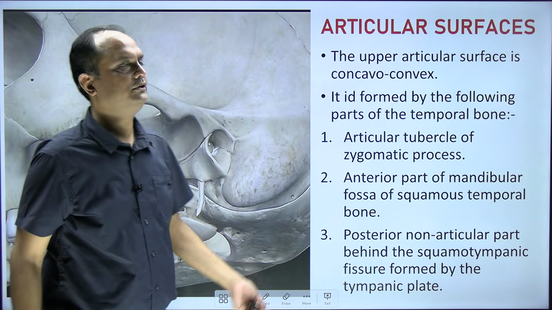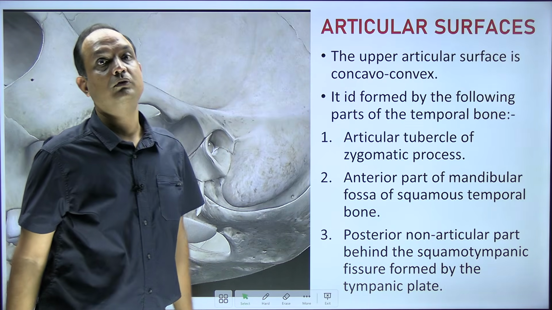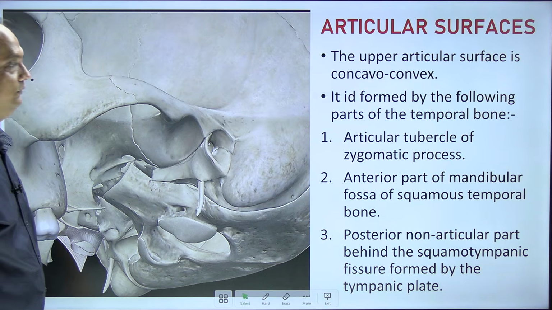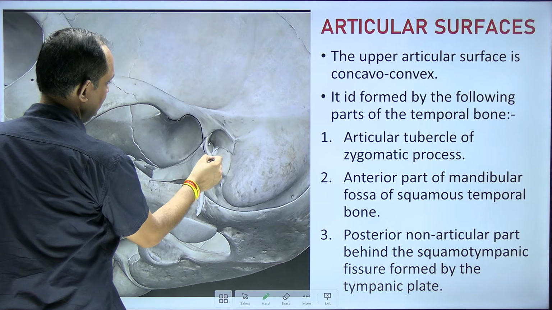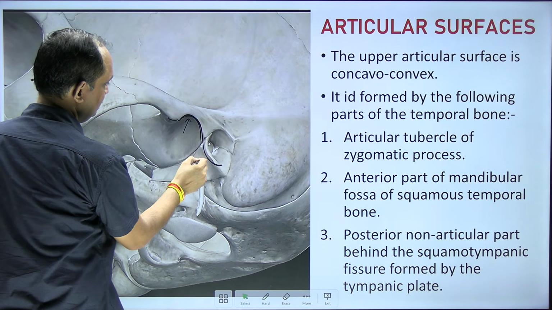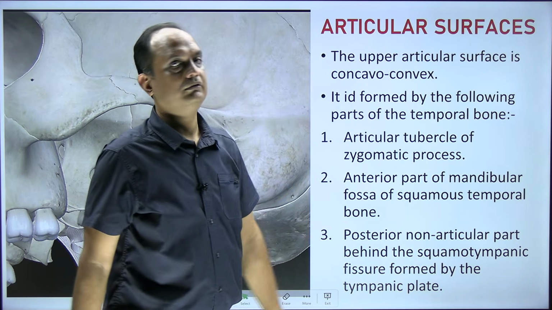Now what are the special features of the articular surfaces? The upper articular surface: is it concave or convex? You are seeing this skull from below, and you can see whether the surface we are talking about is concave or convex. Clear? So this part is concave and this part is convex. Now it is formed by the following parts of the temporal bone.